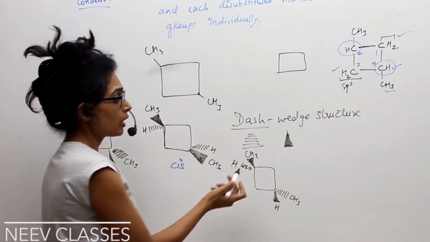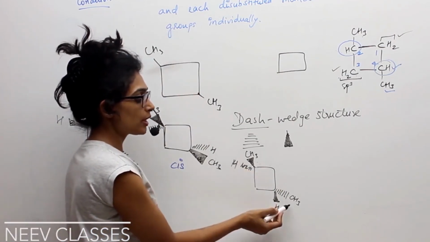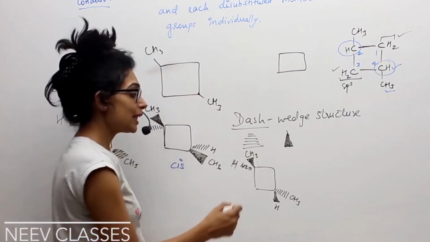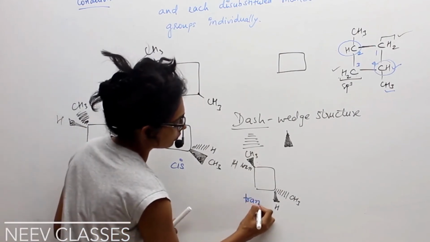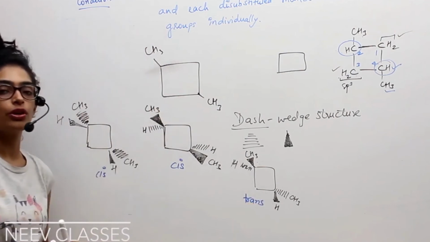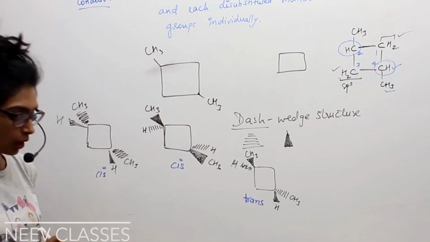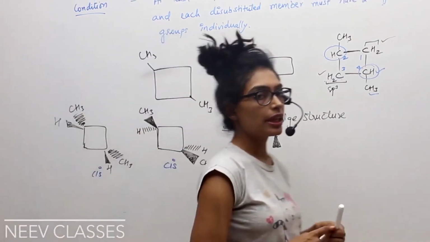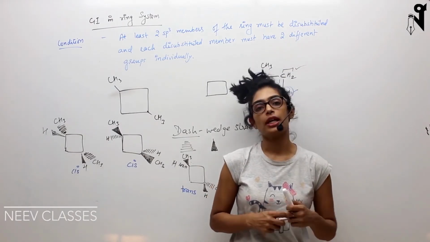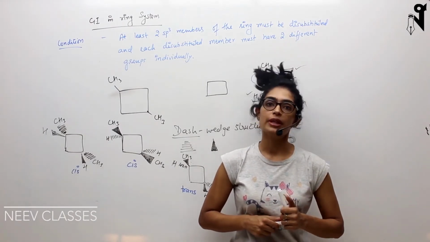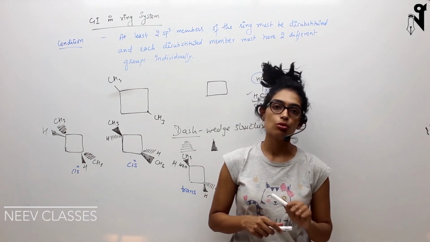That means CH3 here is towards the viewer and CH3 here is away from the viewer. In this case, this will be called trans. So that's how we represent the geometrical isomers in the cyclic ring. So what is the mandatory condition? At least 2 carbons of your cyclic ring must have 2 different groups attached on them, and that carbon should be sp3 hybridized carbon, no sp2, no sp.